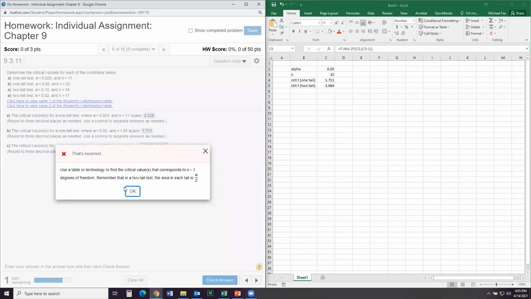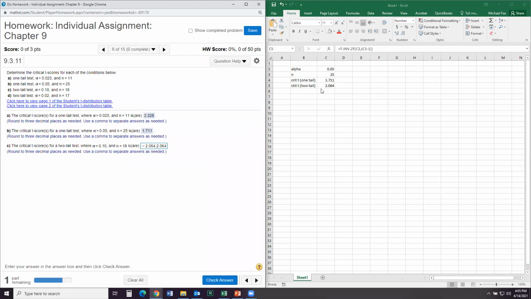Whoop, let's see, did I make a mistake? Oh, I didn't change these numbers up here. All right, so our alpha is 0.1 on this one, and our n is 18. All right, so our answer will be negative 1.740, comma, and then positive 1.740.